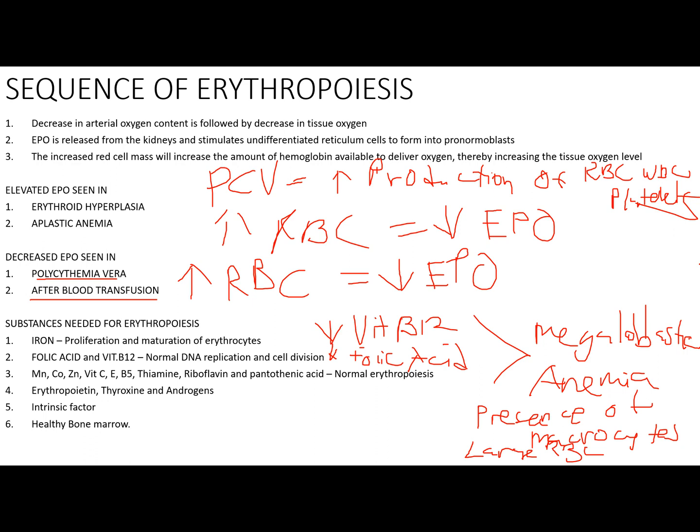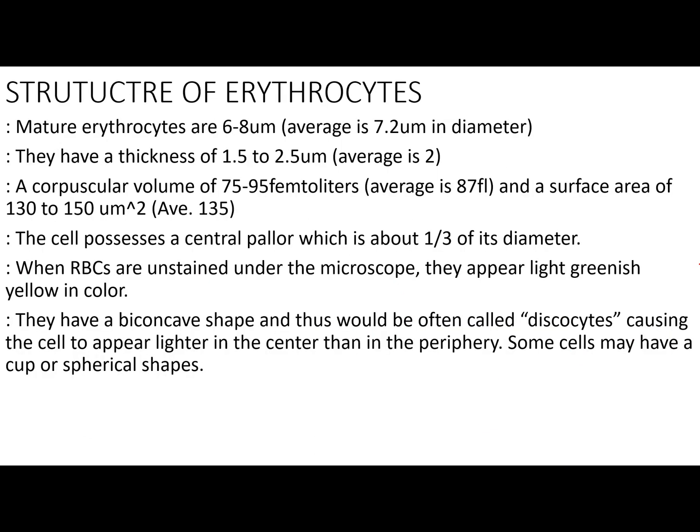All right, let's continue, class. Let's talk about the structure of your RBC. Now, mature RBCs, class, or mature erythrocytes, are 6 to 8 micrometers in size. The average is 7.2 micrometers in diameter. They have a thickness of about 1.5 to 2.5. Average is 2. They have a corpuscular volume of 75 to 95 femtoliters.